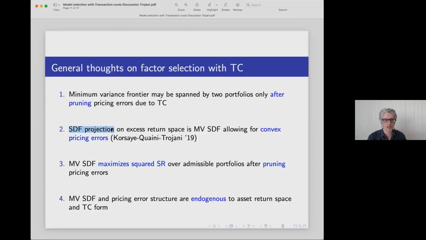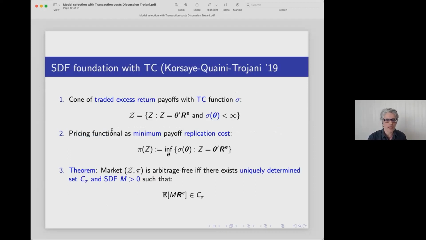That's it. Okay. So let me try to give you just a short foundation on that. So first, you can think about a market with transaction cost as something relatively simple. Okay. So you have a vector of excess returns here. You build up portfolios. When you build up portfolios, there will be a transaction cost to be paid. And the market you consider is a set of all portfolio payoffs you can trade at finite cost. Okay, that's something relatively general. For example, if you have proportional transaction cost, you can have a specific function sigma. If you have price impact cost, you can have a quadratic function sigma, and so on and so forth.